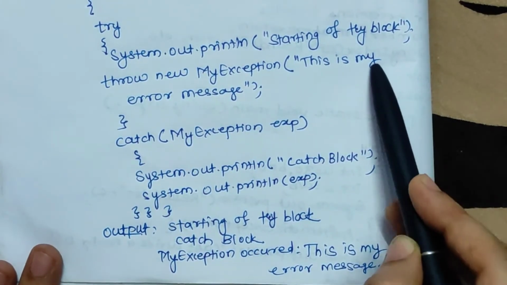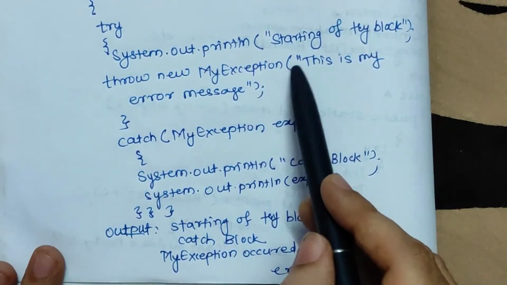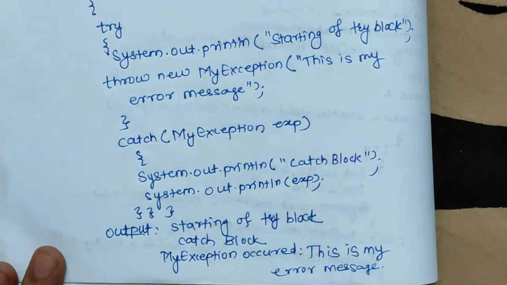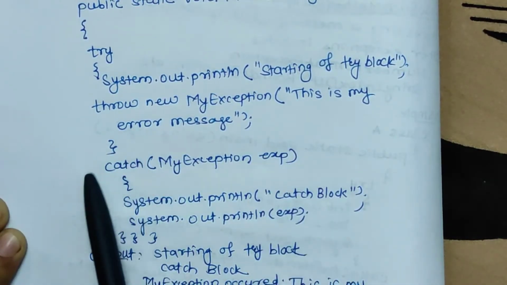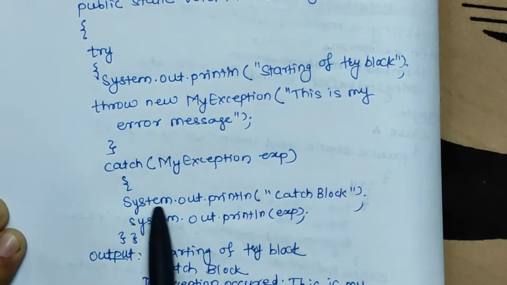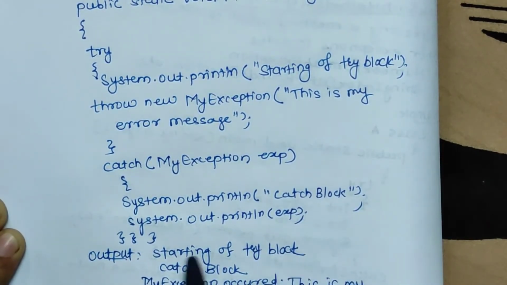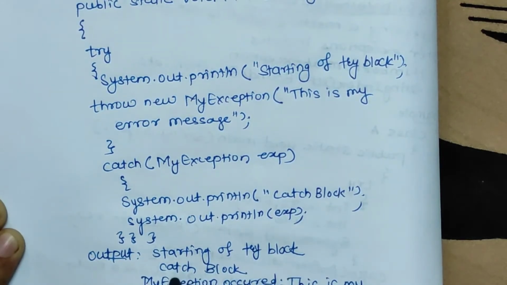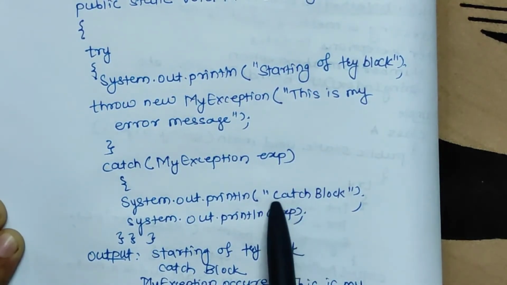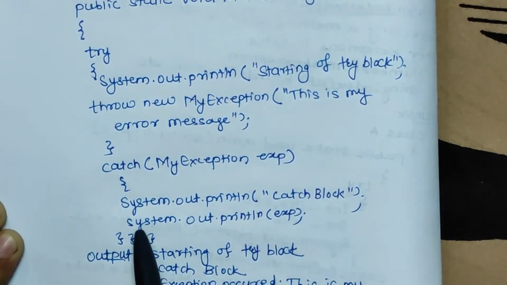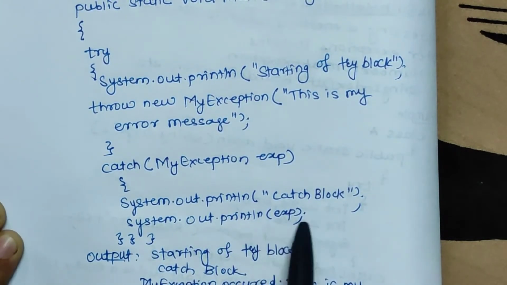So in that case, when the exception is thrown, what will happen? When the exception is thrown, it will be caught in this catch block, and in the catch block the first statement is catch block. So you can see in the output, the first statement is starting of try block, and the second statement is catch block. So we are in the catch block now. And what is the next statement in the catch block? In the catch block, System.out.println exception.